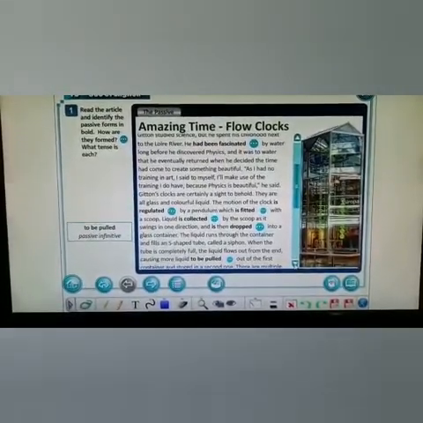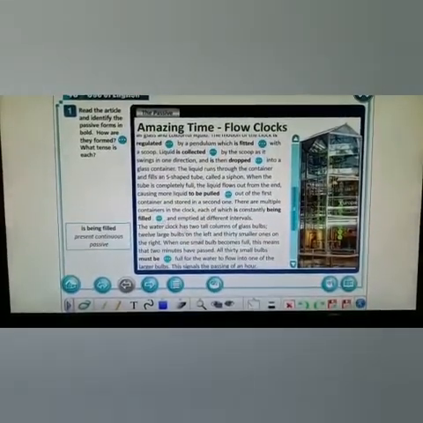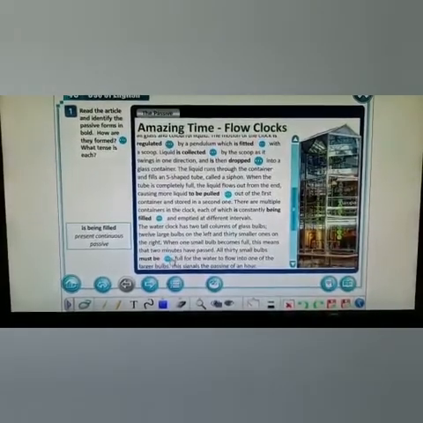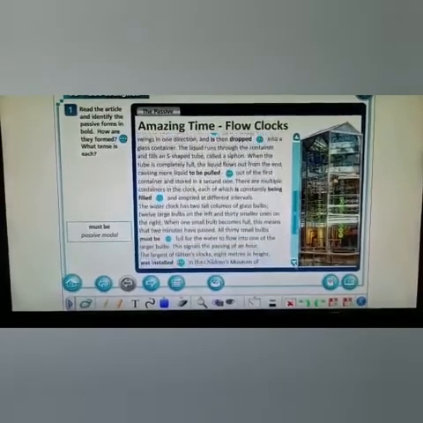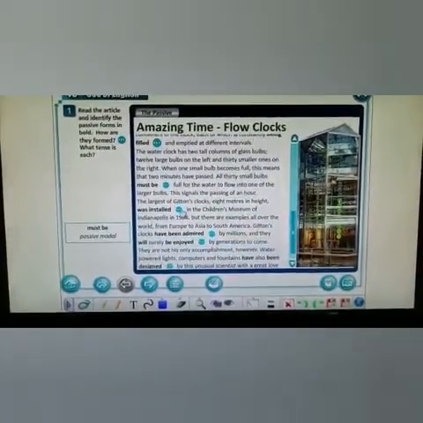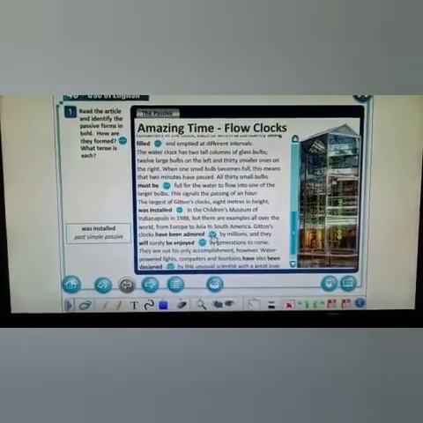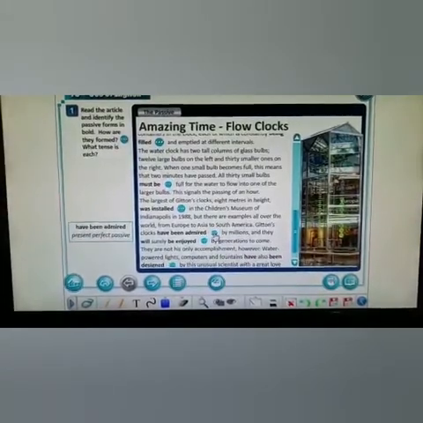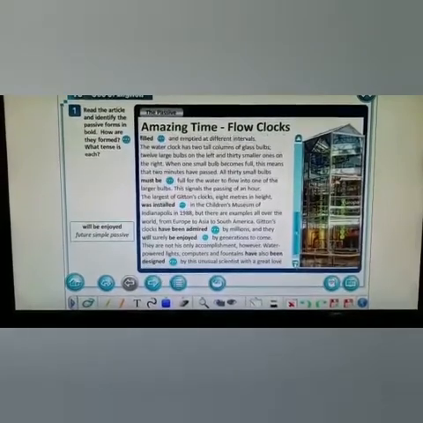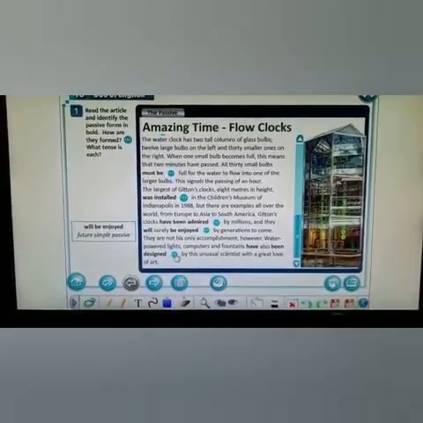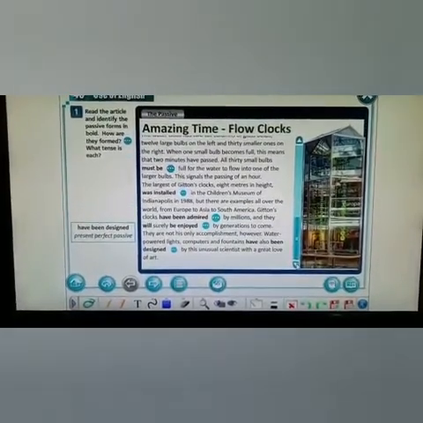To be put: passive infinitive. Is being filled: present continuous passive. Must be: passive modal. Was installed: past simple passive. Have been admired: present perfect passive. Will be enjoyed: future simple passive. Have been designed: present perfect passive.